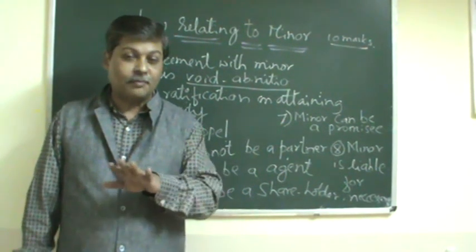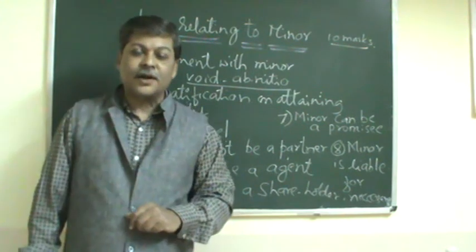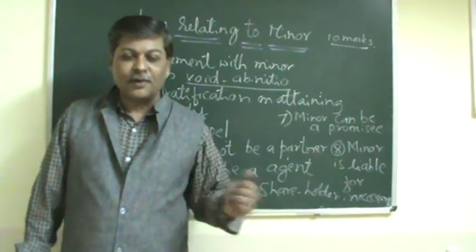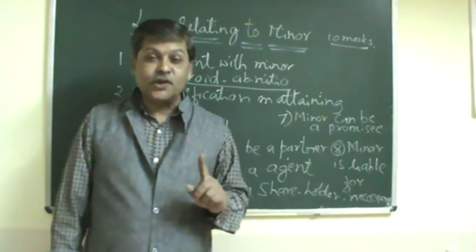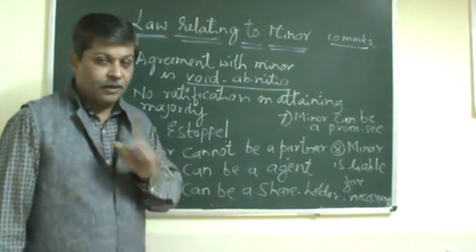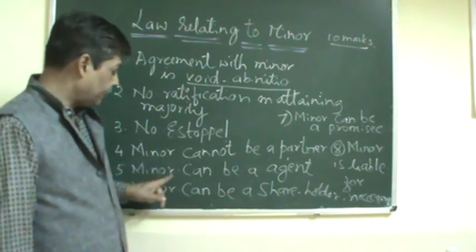So a minor cannot be a partner. He can be admitted to the benefits of the partnership by the consent of all other partners. So he can be called a beneficiary. In a partnership firm, a minor can be a beneficiary but not a partner. This is another law relating to him.